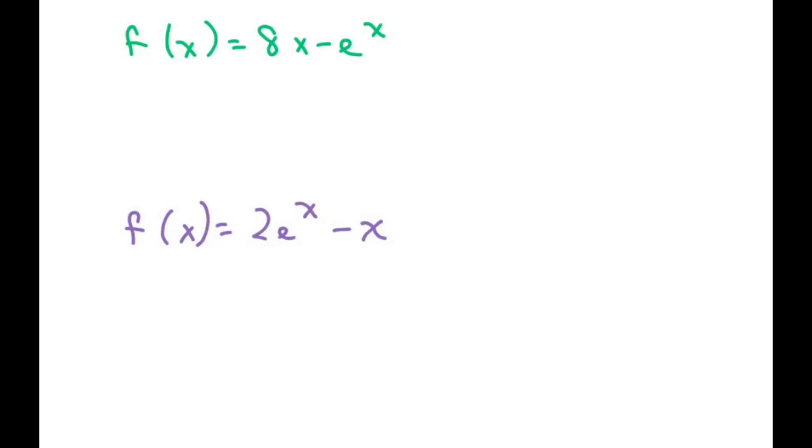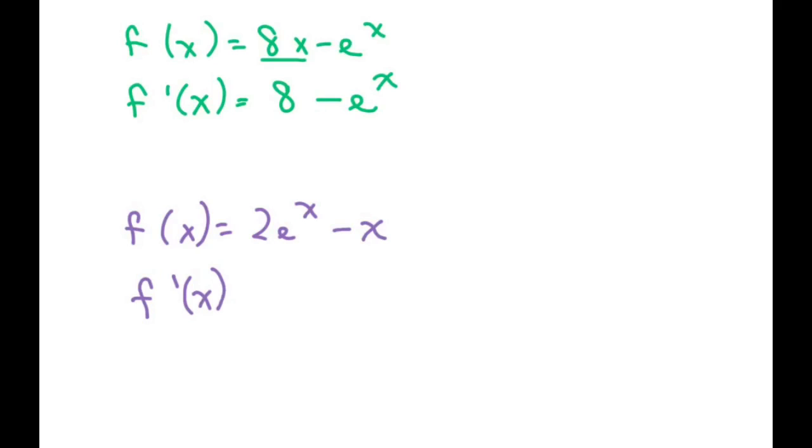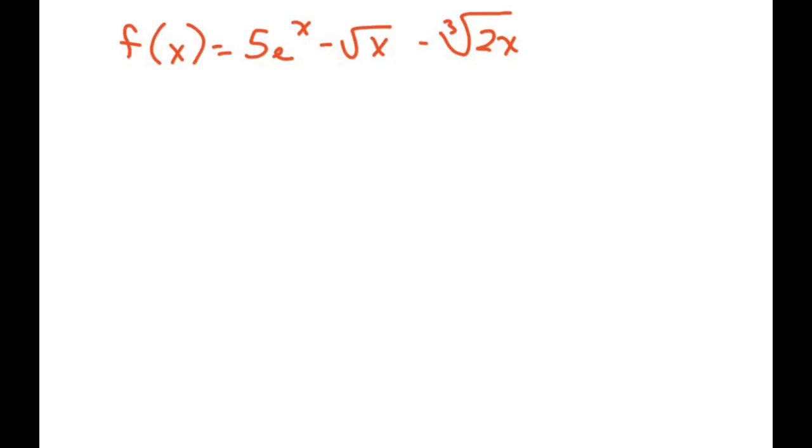So for the first one, to take the derivative of our f of x, we're going to take the derivative of 8x, which is just 8, and the derivative of e to the x is just e to the x. And the same thing kind of happens on the second one. Derivative of 2e to the x is just 2e to the x, and derivative of x is 1. And the next 2 are kind of harder.